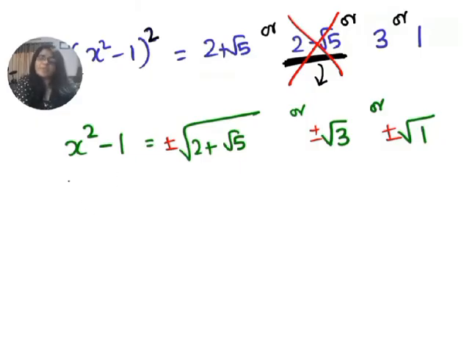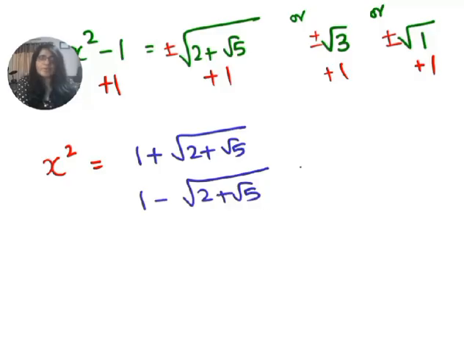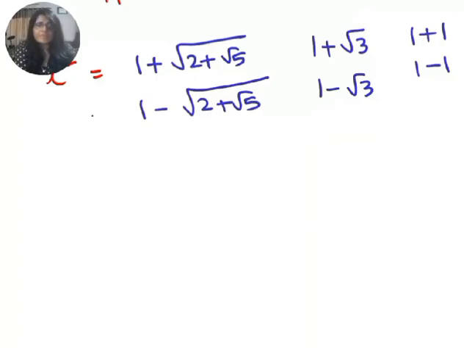Now what we can do? Yeah, we have to add 1 on all our possibilities. So you'll end up with x² equals 1 plus square root of (2 plus root 5) as one possibility, 1 minus square root of (2 plus root 5), and then there is 1 plus root 3 and 1 minus root 3, and there is also square root of 1 is 1 itself, so 1 plus 1 or 1 minus 1. Again, we have to check will all these things give us distinct real roots.